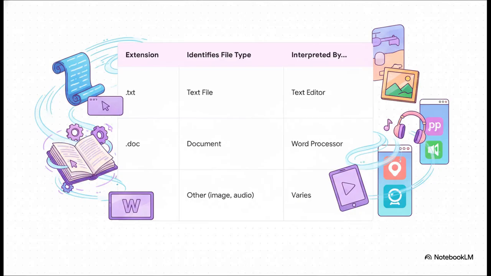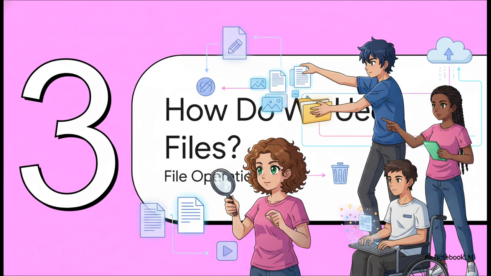But wait a minute, if everything is just a string of bytes, how on earth does your computer know the difference between a picture and a song? Well, that's where that little tag at the end of the file name comes in, the extension. Think of .jpg or .mp3 like a label on a box. It doesn't change what's inside, but it tells the operating system what tool it needs to use to open it. It's the decoder ring that turns a bunch of gibberish data into the content you actually want to see or hear.